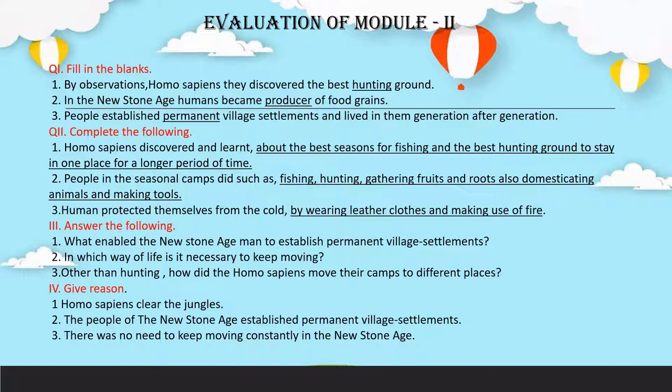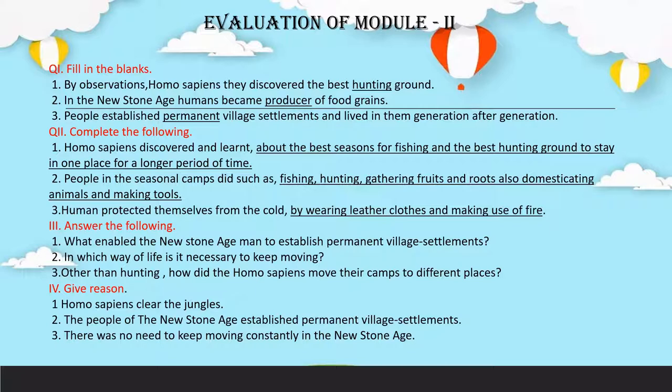Give reason. First, Homo sapiens cleared the jungle. Answer: for fishing and hunting in one particular region, Homo sapiens needed to stay in one place. So, they started clearing the jungles by felling the trees and set up the seasonal camp on the clear land. Second, the people of the new stone age established permanent village settlements.